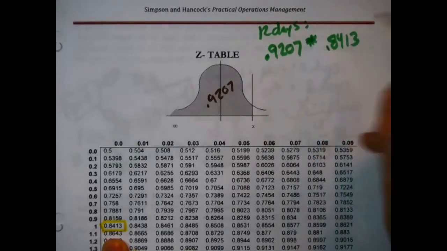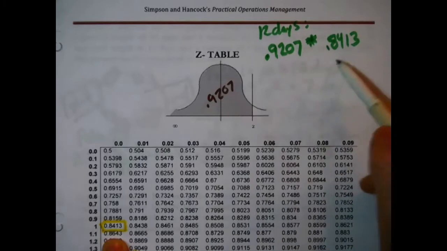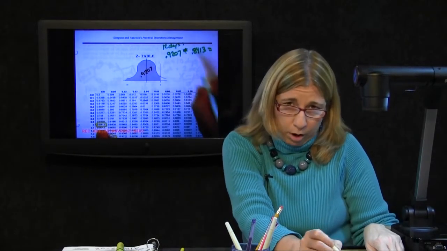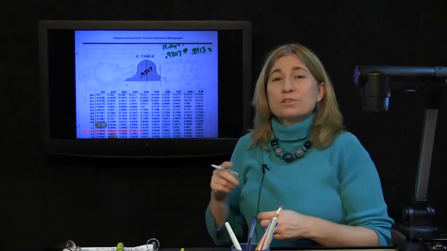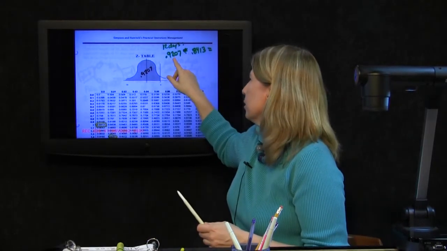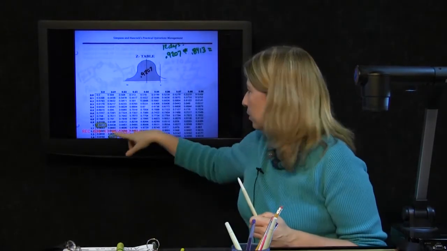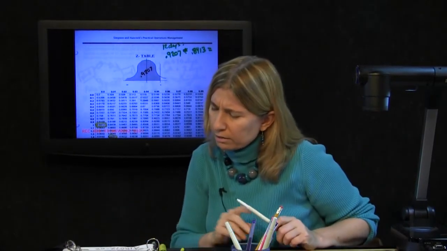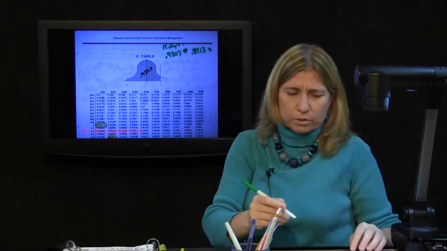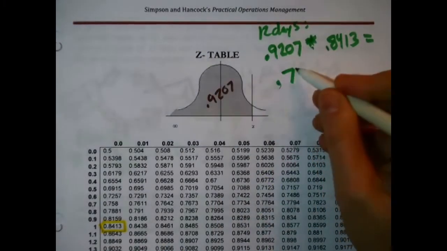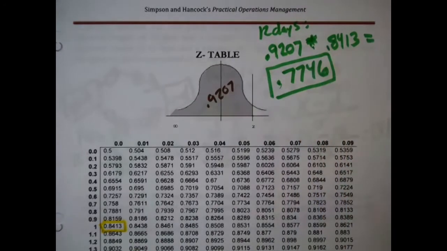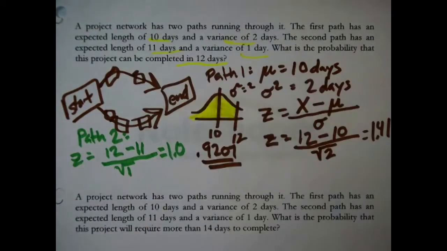We want to know the joint probability, the probability that both of them would happen. You create joint probabilities by multiplying the probabilities times each other. Oh, all right, so to actually answer this question, we say 0.9207 times, found it here, 0.8413. I did that and I got 0.7746. That is the chance of getting the project done in 12 days. So that's the answer.